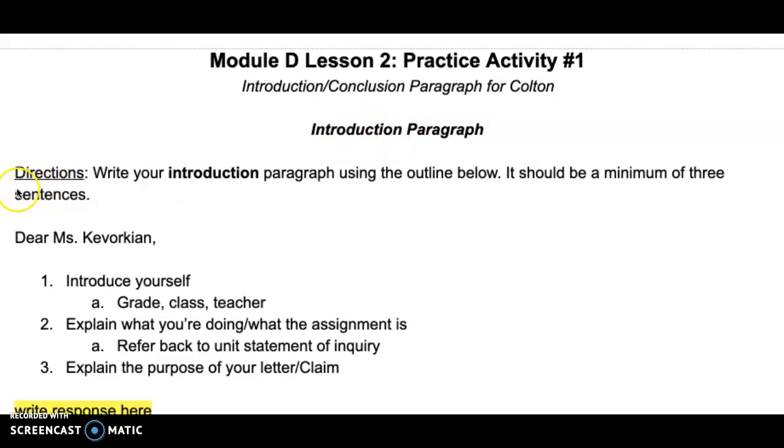So here's our introduction paragraph. The directions are: write your introduction paragraph using the outline below. It will be a minimum of 3 sentences. Dear Ms. Kevorkian, it's going to start like that because this essay will be in the form of a letter. And Ms. Kevorkian is the head of our school, so if we were writing a letter about an issue we saw at Colton, we would address it to Ms. Kevorkian, our principal.